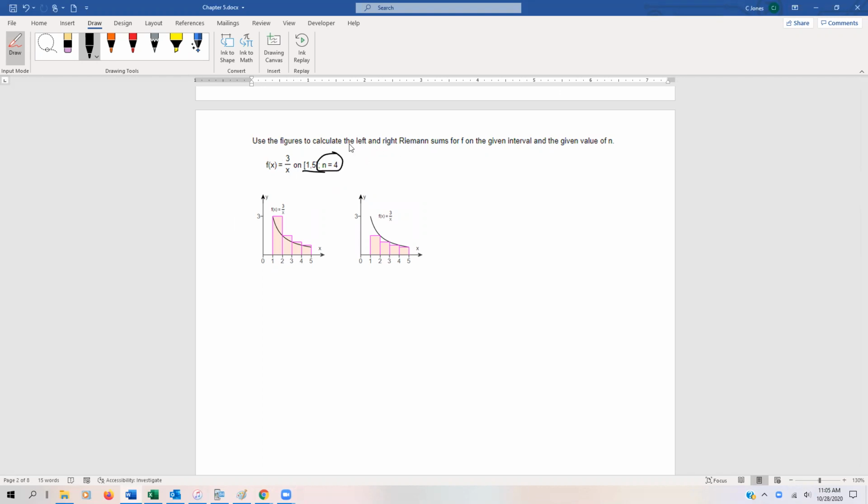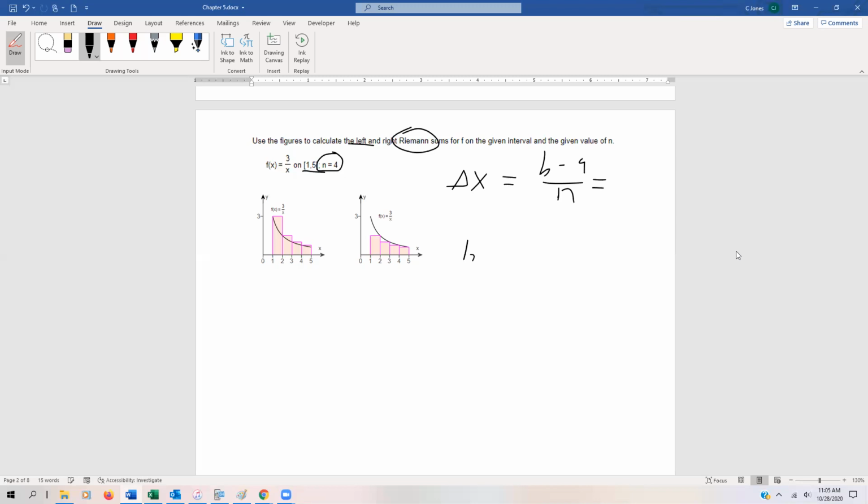Now, let's start with the left endpoint. The diagrams are given for us very nicely. In subsequent examples, we might have to find the diagrams for ourselves or compose those. So anytime you're given one of these types of Riemann sums, the first thing you're going to start with is delta x. And delta x is given by the formula b minus a over n.